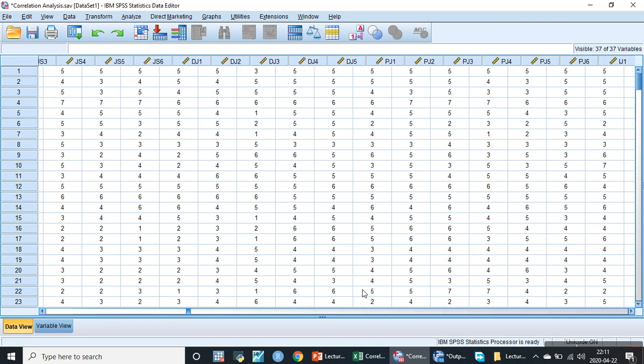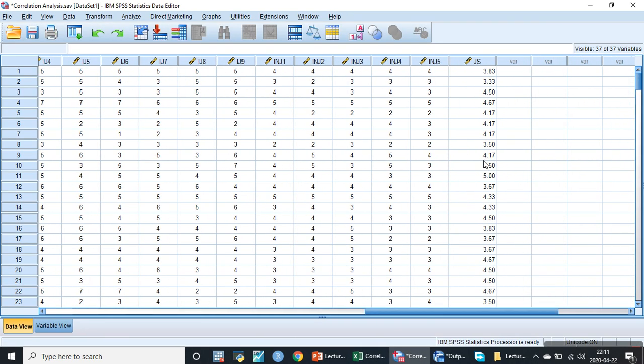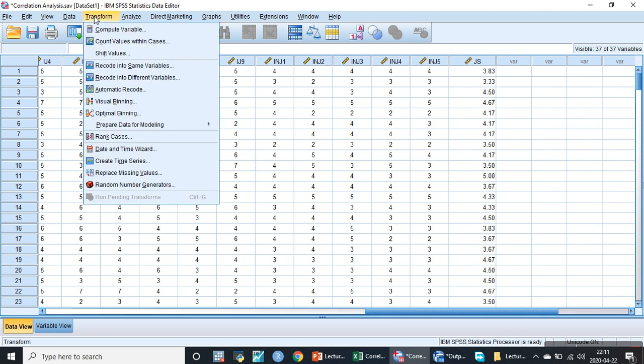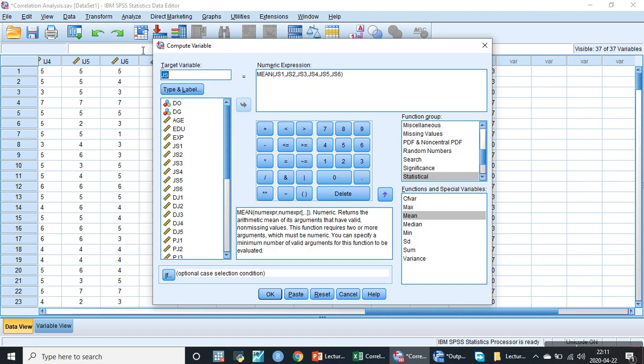This is the mean value of job satisfaction. There were 6 questions in the job satisfaction, so this is the mean value for job satisfaction. We will also calculate the mean value for the rest of the variables. The second variable is distributive justice, so change the target variable to distributive justice, and also remove the questions of job satisfaction and bring the questions of distributive justice.